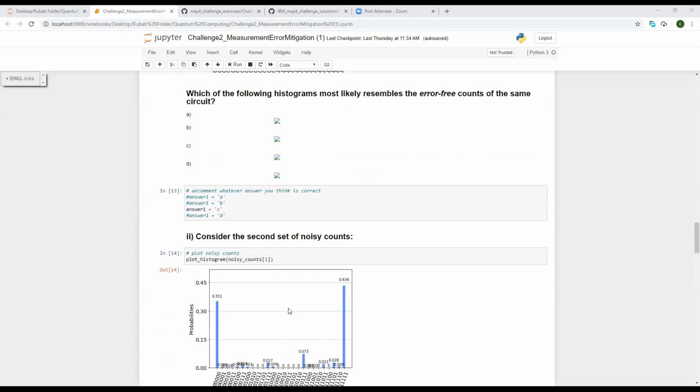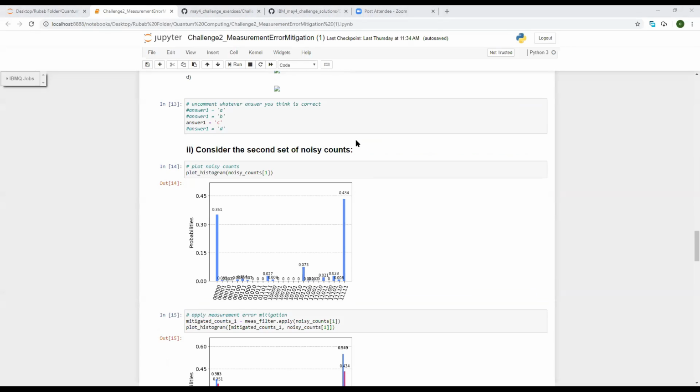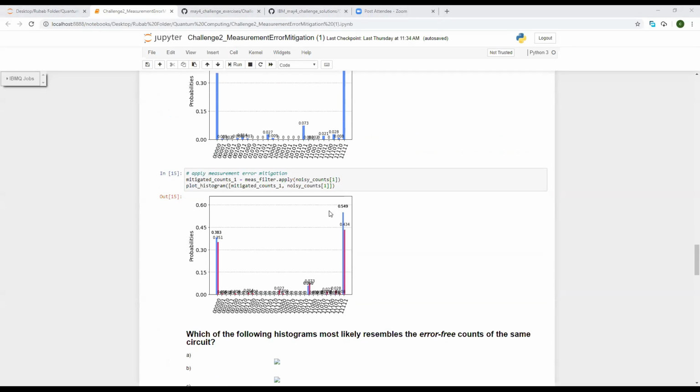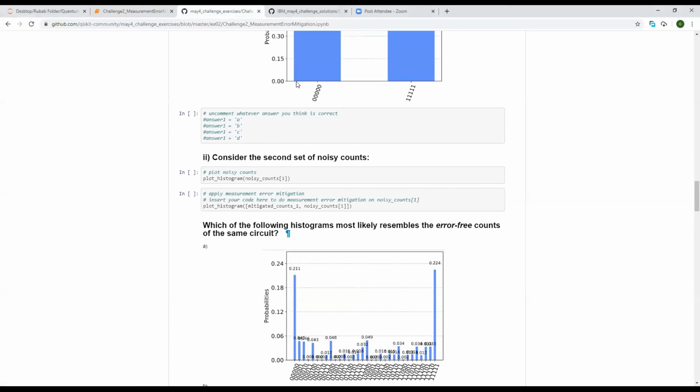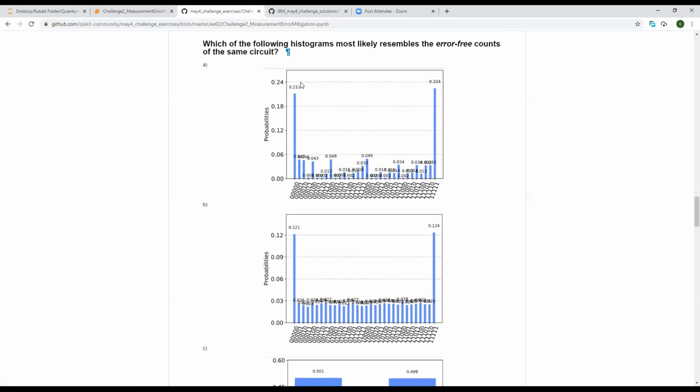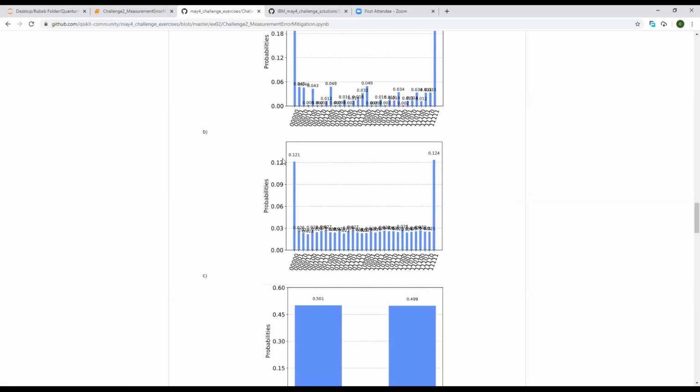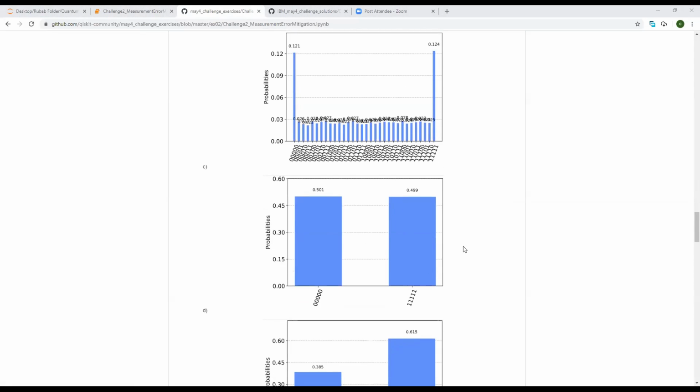Now similarly, we get the second set of noisy counts, and we again mitigate. Now we saw that at 11111 we get approximately 0.6 probability of the error-free result, and at 00000 approximately 0.4. Now we have to match which result matches the most. There's 0.2 and 0.2, which is nothing near 0.6 and 0.4. This one is also 0.12 and 0.12, and the rest of the probability is distributed over here. We need a 60-40% ratio, and this is a 50-50% ratio, so this doesn't match either.